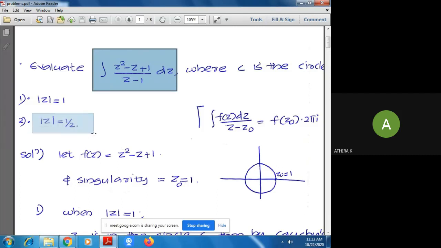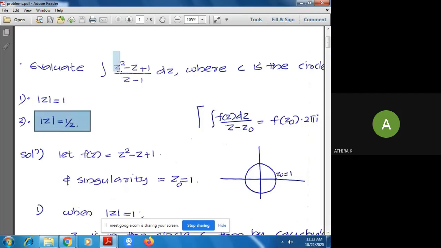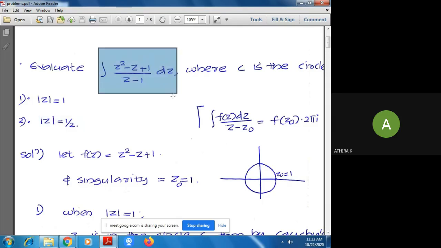Here, mod z is equal to 1 by 2 implies our singularity z is equal to 1 lies outside the circle mod z is equal to 1 by 2. This implies our f of z, z square minus z plus 1, is analytic throughout the circle mod z is equal to 1 by 2. That means using Cauchy's theorem, we have integral z square minus z plus 1 divided by z minus 1 dz is equal to 0. Right?